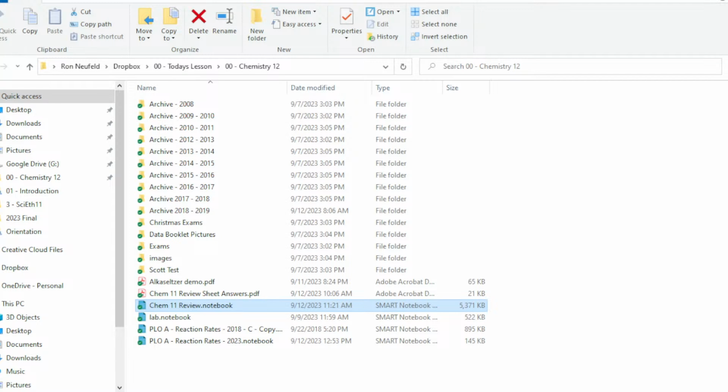Once you've got your stuff entered, put away your laptops, pull out your notes, and pull out your review work. I believe we're starting with sheet 1.